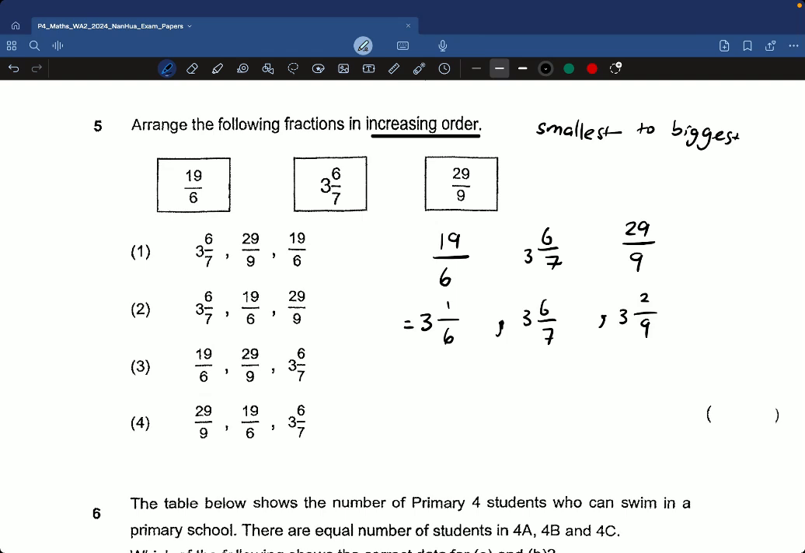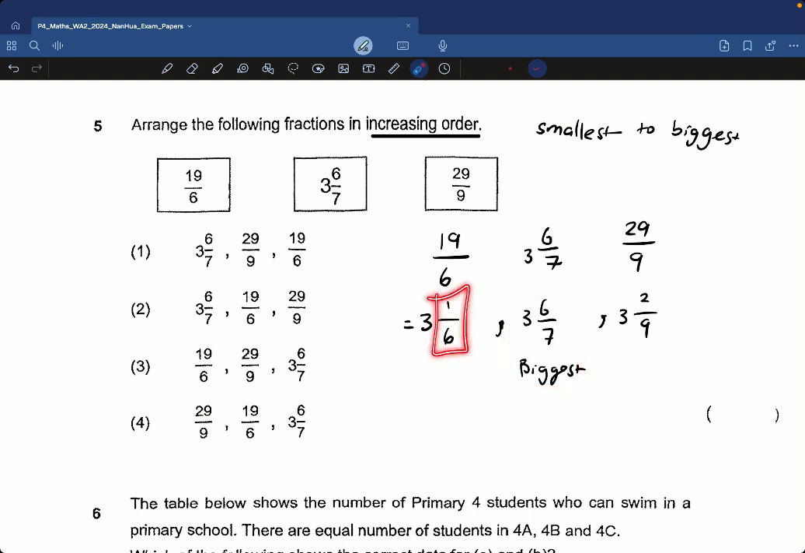So first thing is we know that all have the same whole number. But one thing we can realize is that if we compare their fractions, if any of the fractions has a numerator that's very close to the denominator, which is this 3 and 6 out of 7, we can know that this is the biggest fraction, because it is very close to having all of the parts of the denominator. So 6 out of 7 is very close to a whole. So we can definitely say this is the biggest.